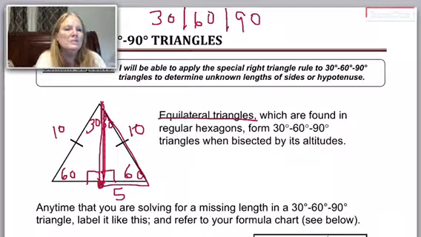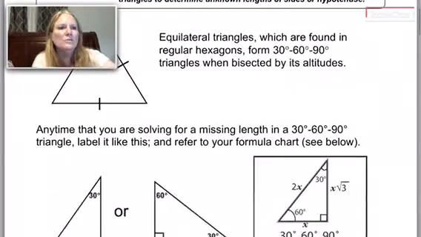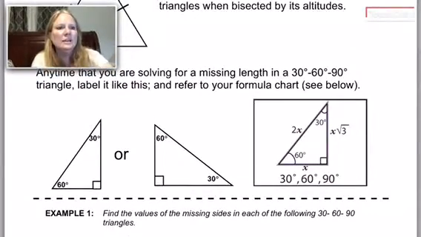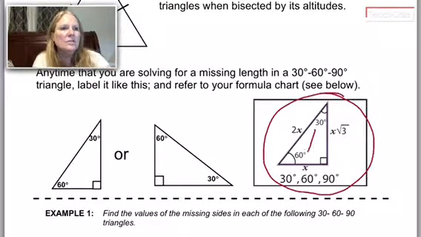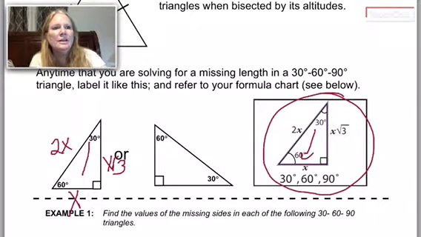Anytime that you're solving for a missing length in a 30-60-90 triangle, let's scroll down and see how we are going to label it. It looks like this here is how you want to label it. You want to put an X across from 30, a 2X across from 90, and X square root of 3 across from 60. So here, 30 is here, so here is my X, here's my 2X, and here is my X square root of 3. And the one next to it, be careful because 30 is here, so your X would be here, 2X here, and X square root of 3.